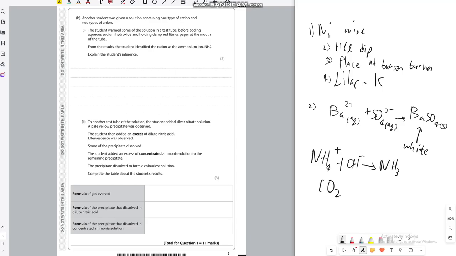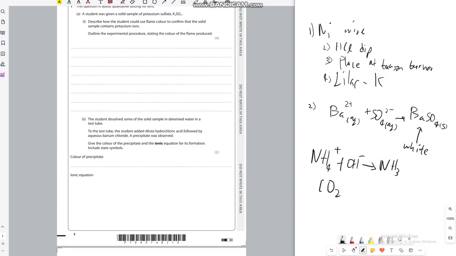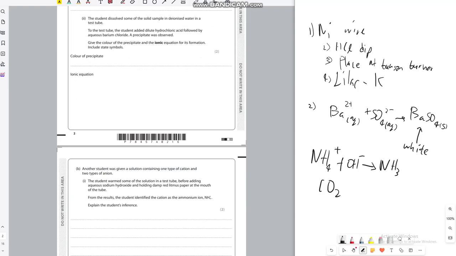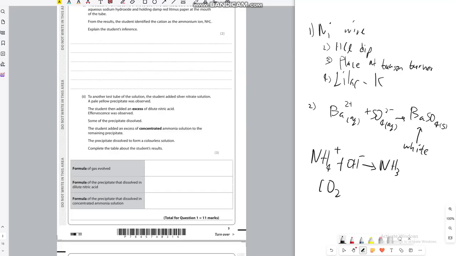Formula of the precipitate that dissolved in nitric acid. Yeah, it has to be there are sodium ions, I guess, sodium or potassium. It's potassium ions. Potassium carbonate is not a precipitate because group 1 metals, all the carbonates are soluble, so it can't be potassium. In the previous part they said silver nitrate is added, so definitely it has to be silver carbonate.